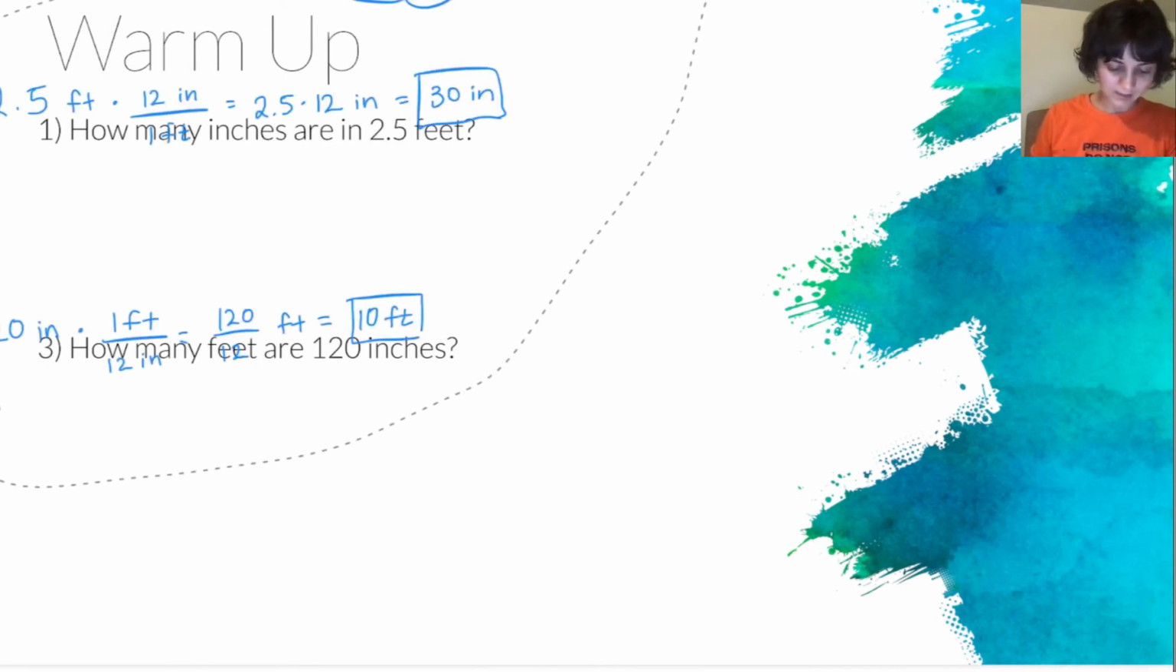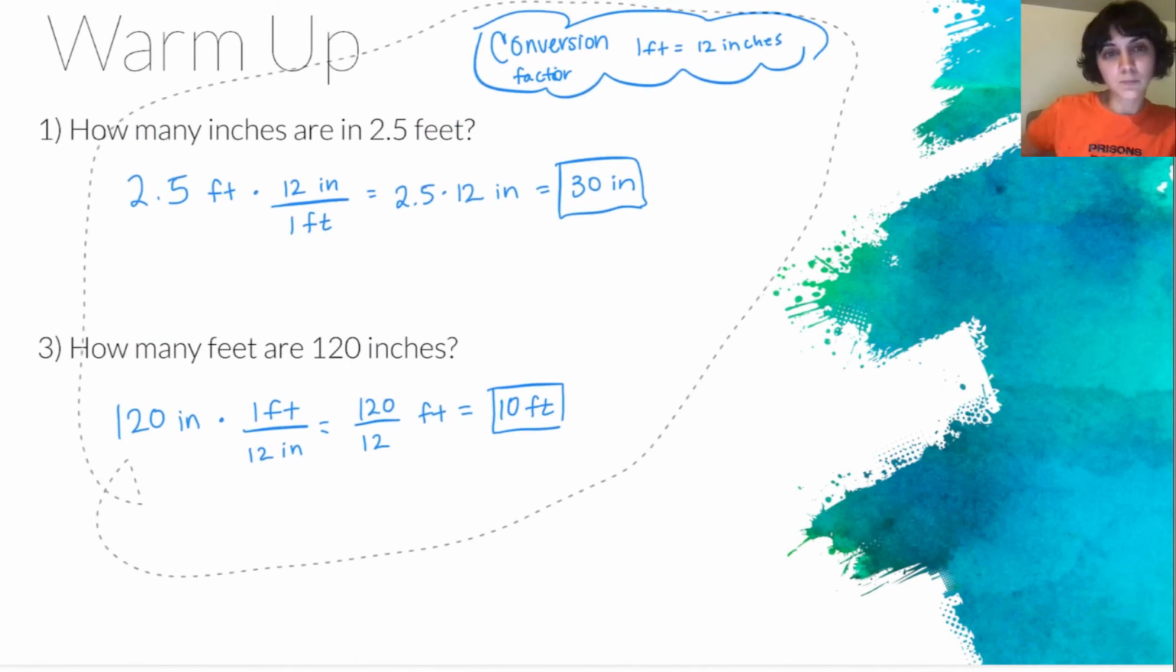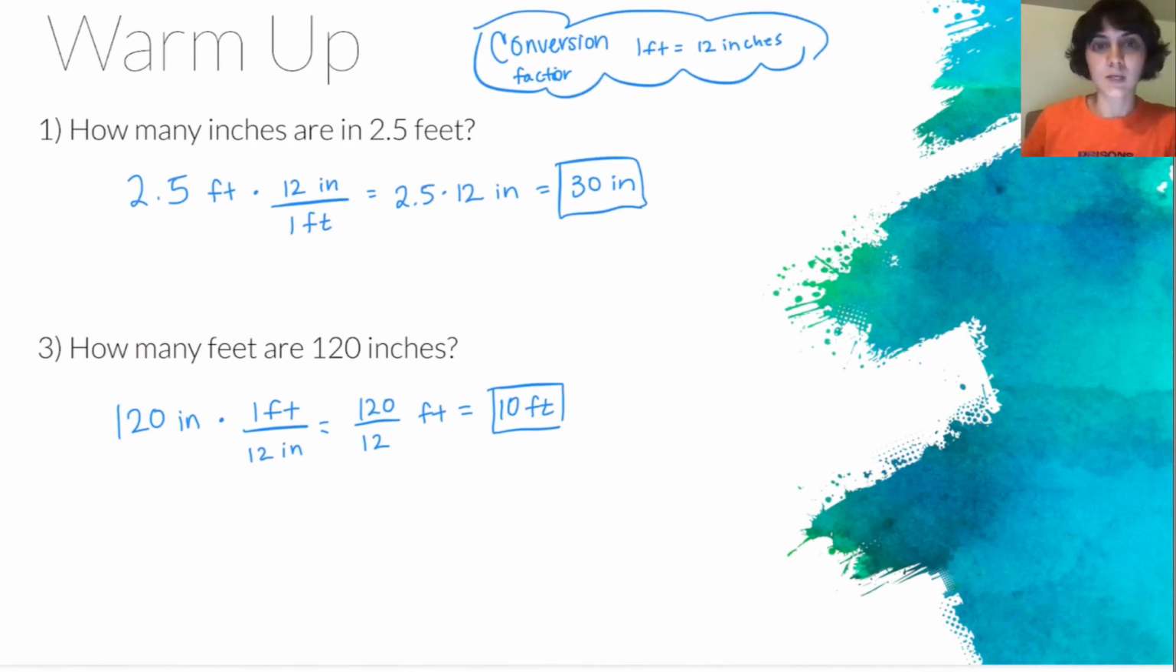Ooh, there it is. So both of these problems involved converting between feet and inches. So at the very top, I wrote the conversion factor between feet and inches, which is that 1 foot equals 12 inches. So to turn 2.5 feet, I multiplied by 12 inches over 1 foot, which is just the same as multiplying by 1, right? Since those things are equal to each other. So I was really just multiplying by 1. 2.5 times 12 is 30 inches.